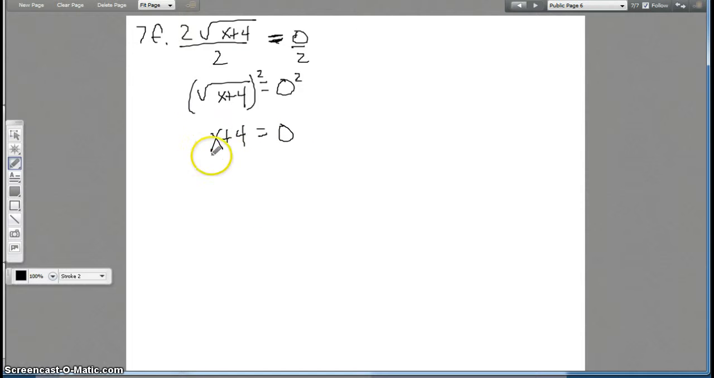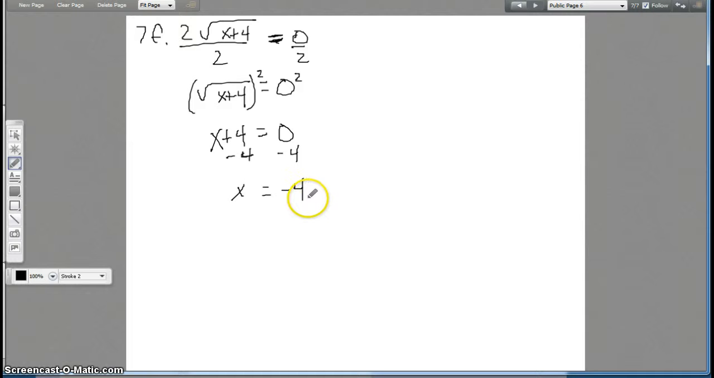We need to isolate the x, have the x all by itself. Right now we're adding 4 to it. The way to undo adding 4 is to subtract 4. So we're going to subtract 4 from both sides, because whatever we do to the left side of the equal sign, we have to do on the right side. So x plus 4 minus 4, that's just x. 0 minus 4 is negative 4. Now, we've found a solution for x.